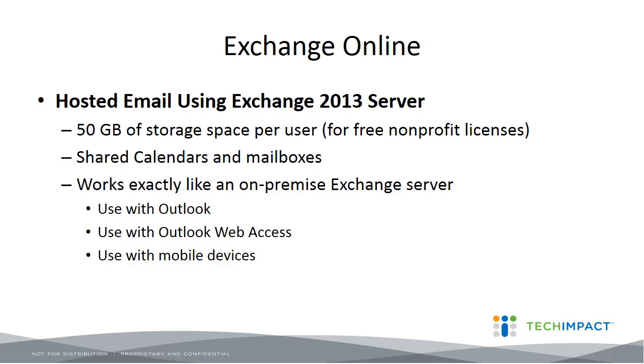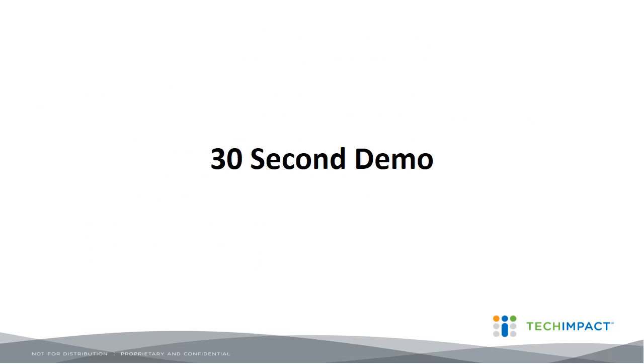Exchange Online is email hosting, right? They host your email in the cloud. When you're using Exchange Online as part of Office 365, every user gets 50 gigabytes of storage space for the free licenses, the E1, E2 licenses. You can share calendars and mailboxes. It works exactly the same way as it works with an on-premise Exchange server. So let's do a very short demo here. I'm going to share my screen.